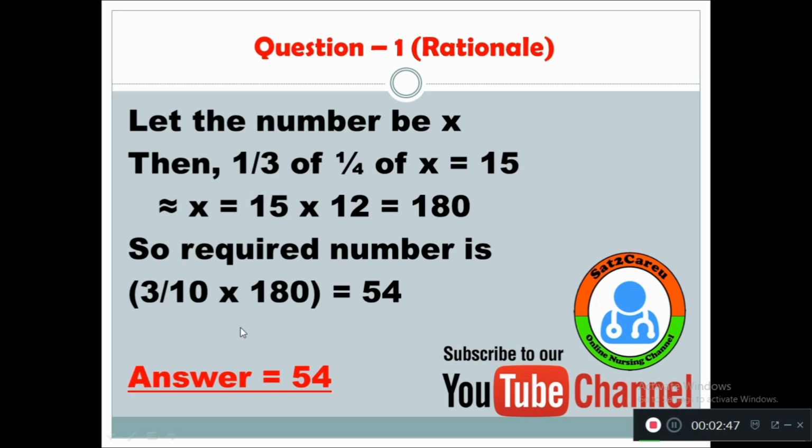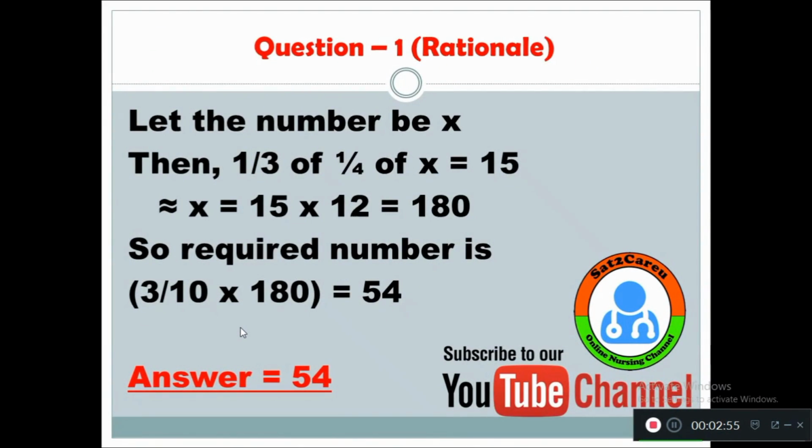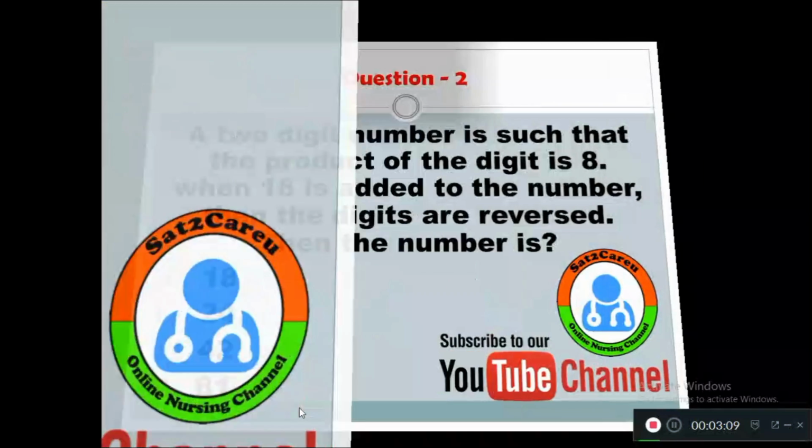Now let's see the question again. Then 3/10 of that number is what? So that number x, substitute 180 here. So 3/10 of 180 is equal to 54. So now you know the answer is 54. Now let's see the next question.